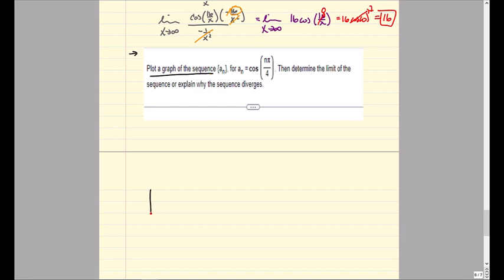To plot this, we're going to have to choose some points, and then I should be able to evaluate that cosine function, but we're going to have to choose our points wisely. So let's start with n equals 0. For n equals 0, that would be the cosine of 0, and the cosine of 0 is equal to 1. So we'll put 1 up here, negative 1 down here, and here's n equal 1.